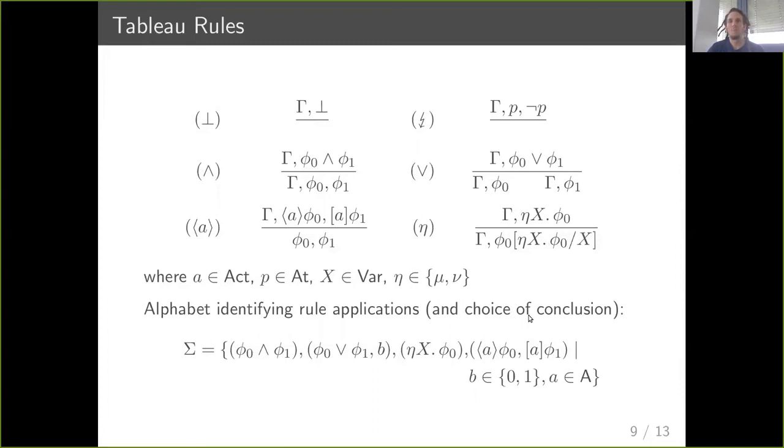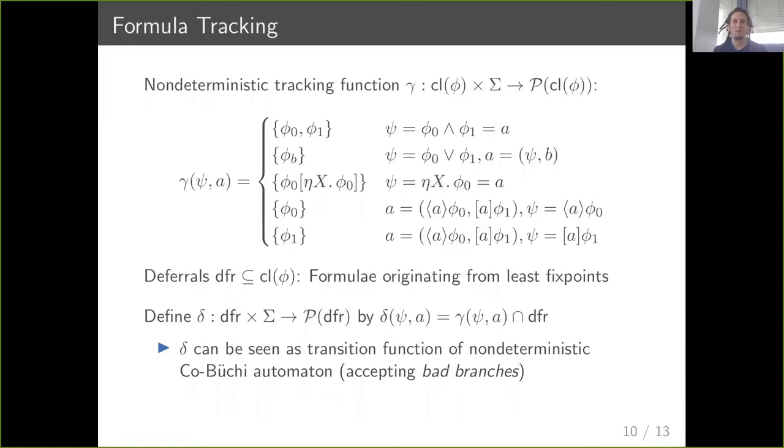Now we want to track single formulae along a path in a tableau. To do this, we define this non-deterministic tracking function gamma, which takes a formula and a letter identifying a tableau rule application, and returns a set of formulae. For conjunctions, this really is non-deterministic, so we track both formulae, both conjuncts. For disjunctions, it chooses the selected disjunct, phi b, which is given by the letter a.